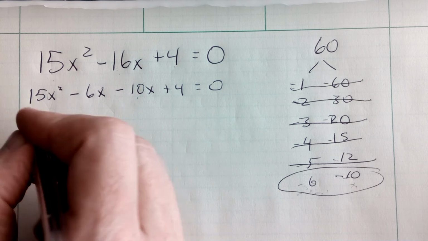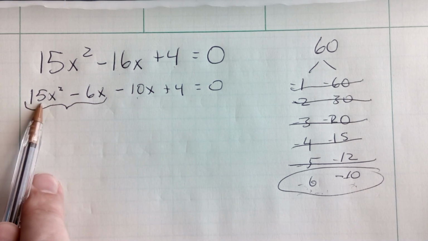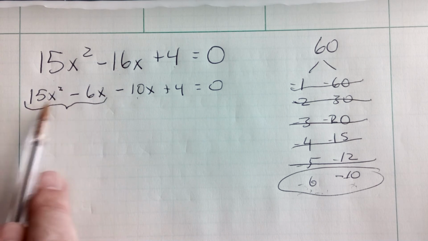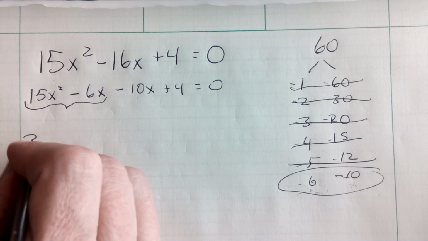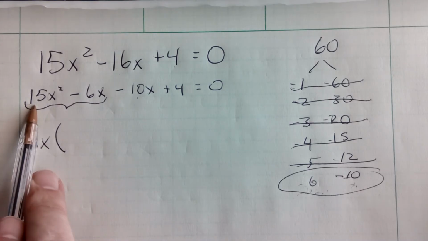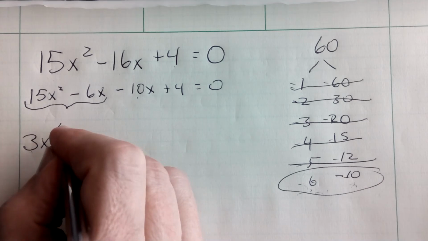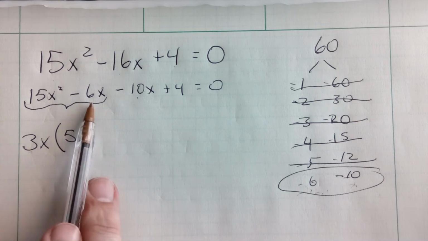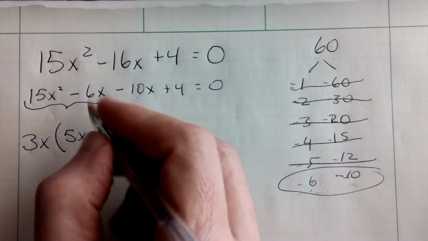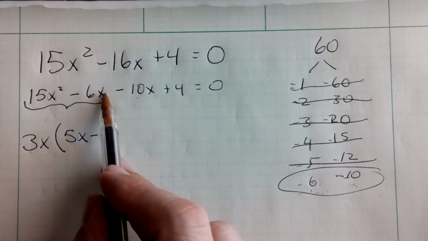Now I'm going to look at just the first two terms, and I ask, what's in common with a 15x squared and a 6x? Well, they both have a factor of 3, and they both have a factor of x. So what's left of the 15x squared when I factor out a 3x? I'm left with a 5x. What's left of the 6x when I divide by 3x? We're just left with a 2. 6 divided by 3 is 2, x divided by x is 1.